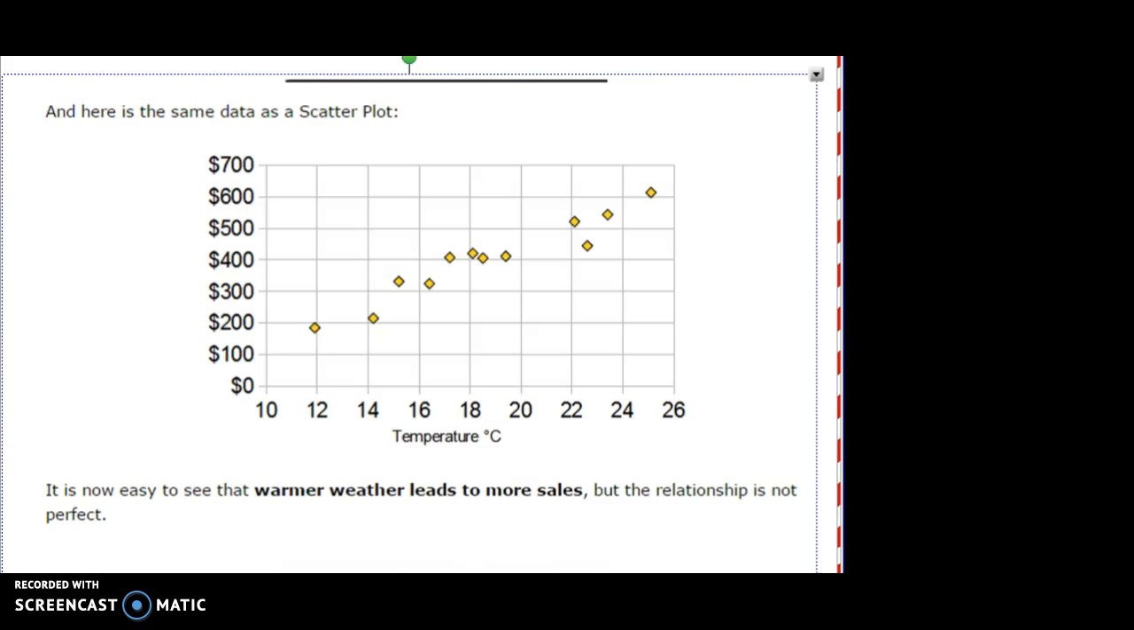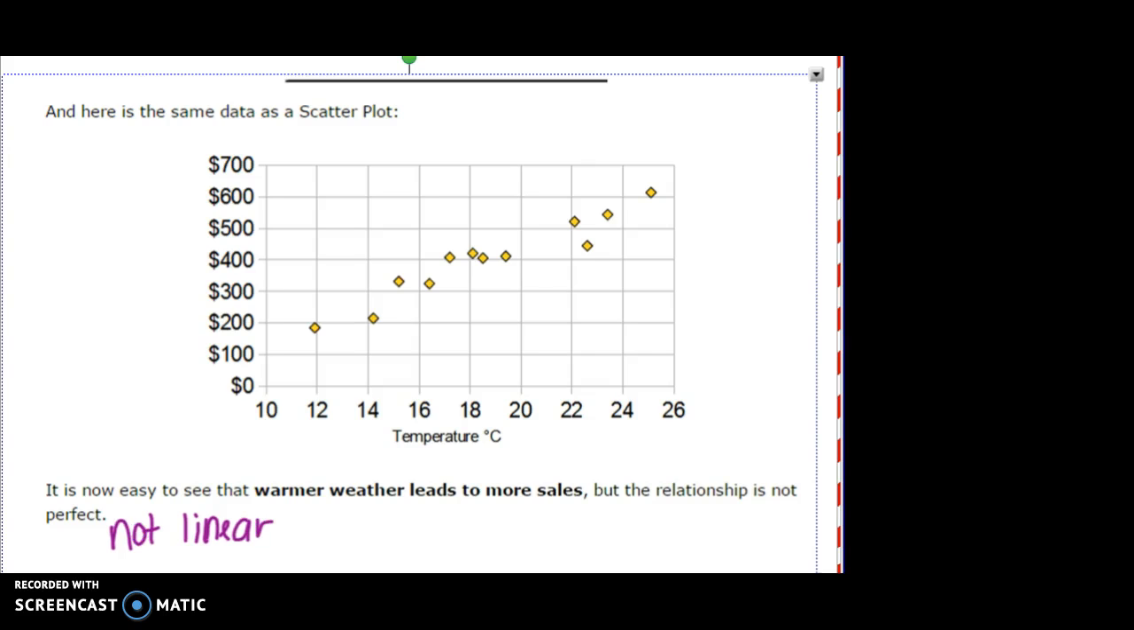Here is the same data as a scatter plot. It's now easy to see that the warmer weather leads to more sales. So as the temperature rises, the sales rise, but the relationship is not perfect, meaning it's not linear. But there's definitely a trend.